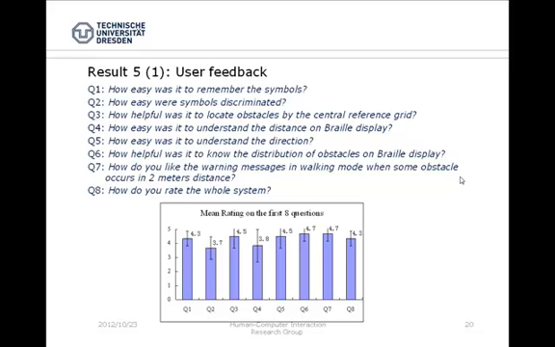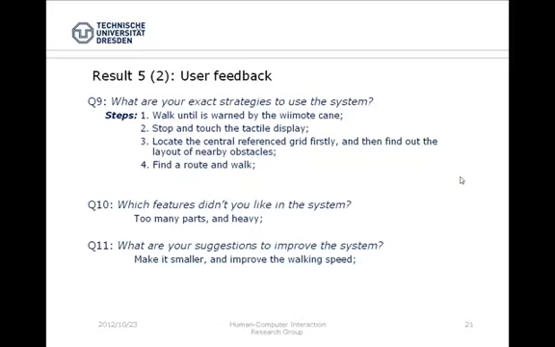And the users think it will be helpful for them to find the layout of the course on the display, and they would like to get warning messages when some of the course is within 2 meters. All in all, they rate the whole system about 4.3. We still have something to do to improve it.